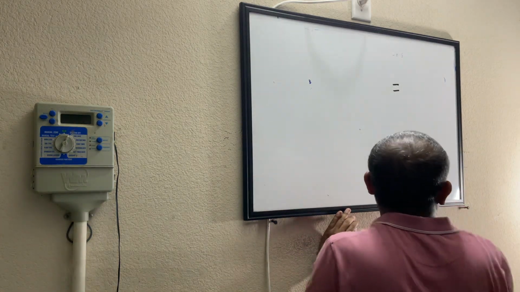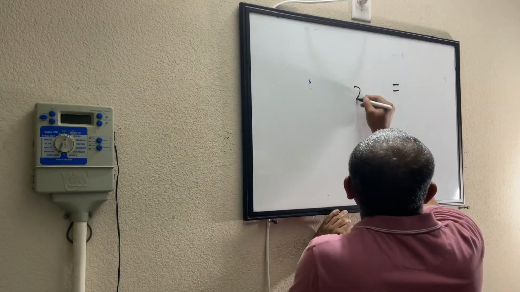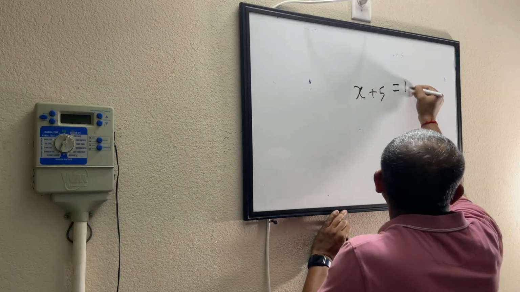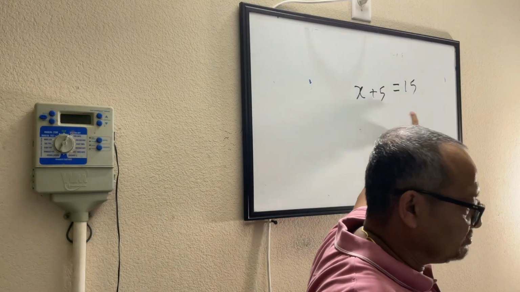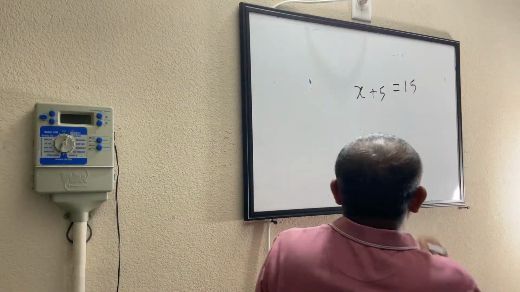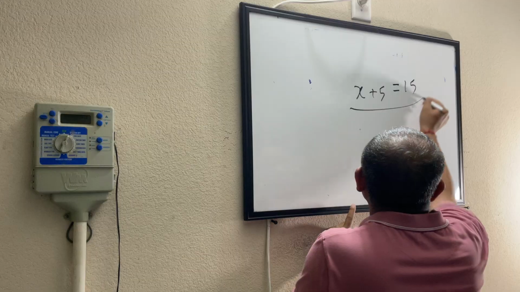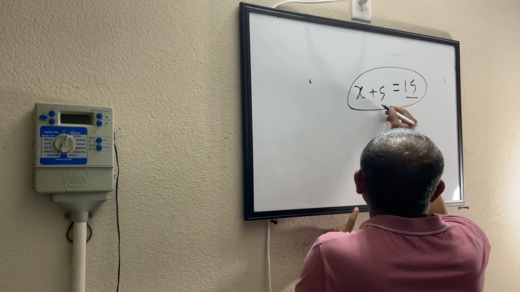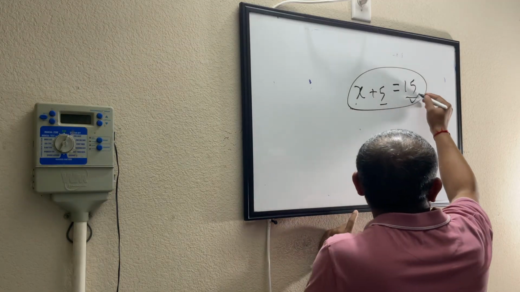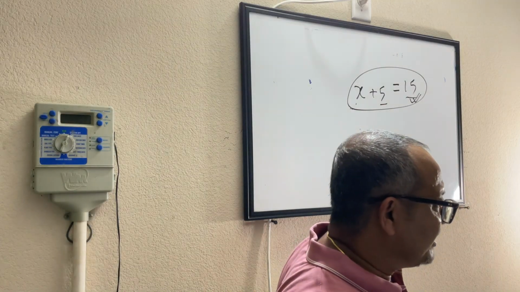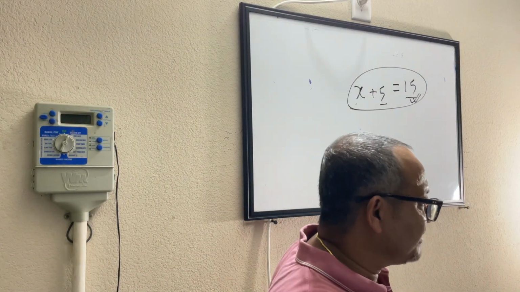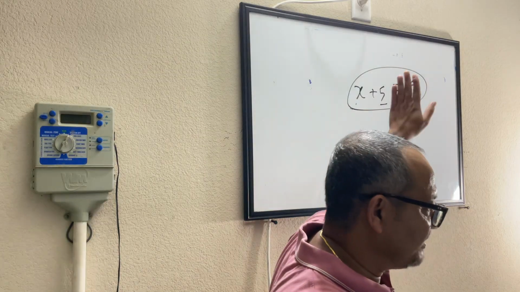When I have an equal to sign, that is called an equation. Here, if you look at this equation, there are three things: 15, 5 and x. 15 is 15. That will remain 15 no matter whether I am 5 years old or whether I become 75 years old. 15 will remain 15.